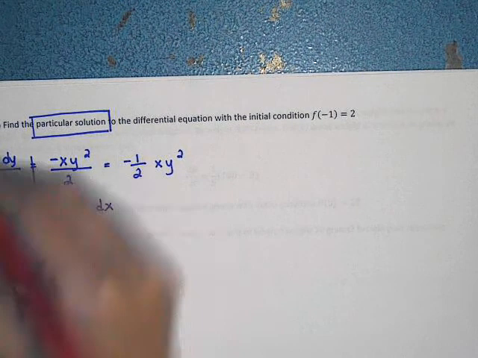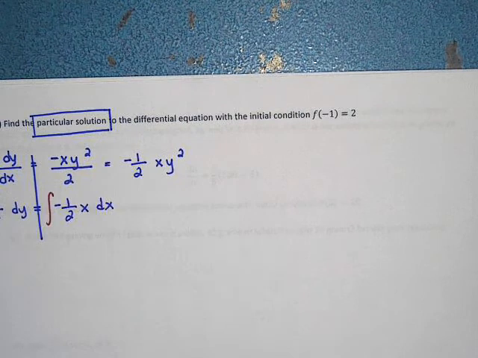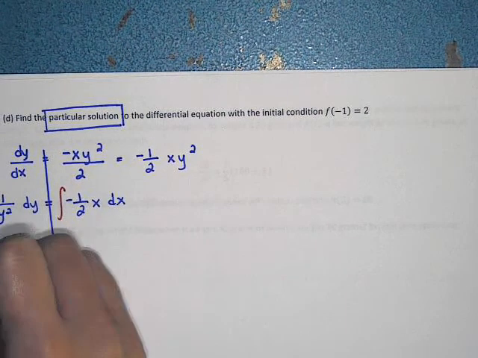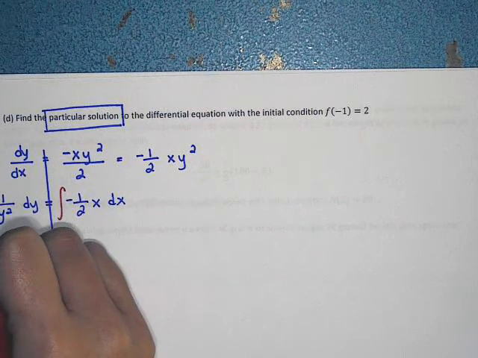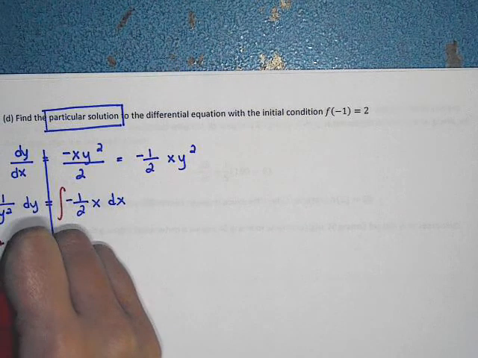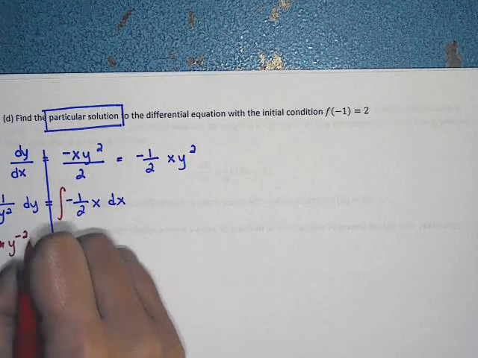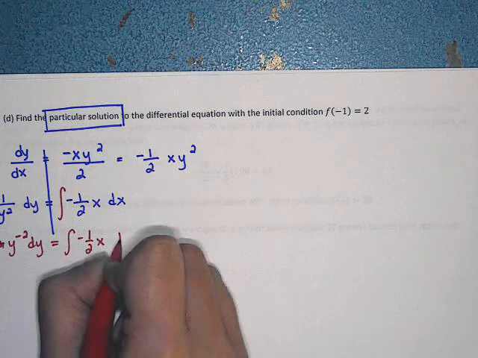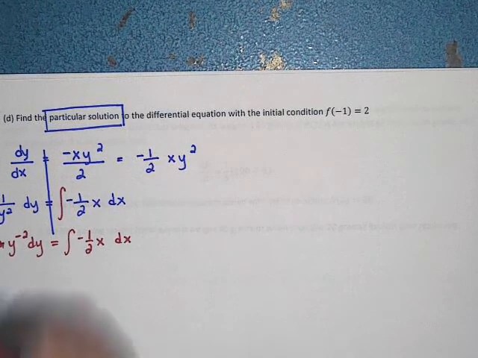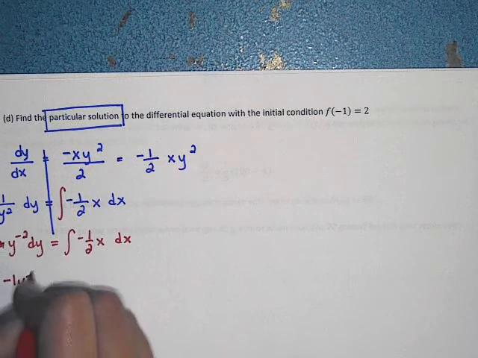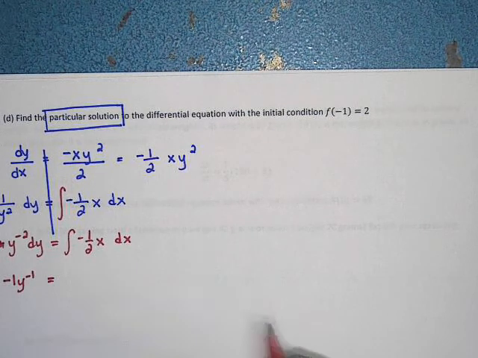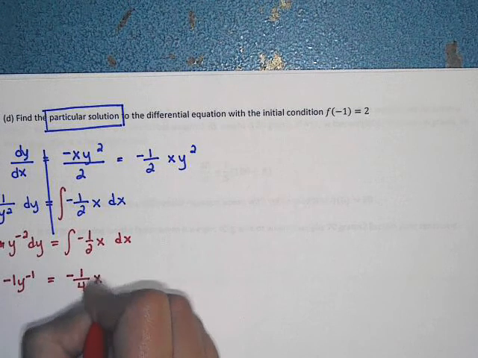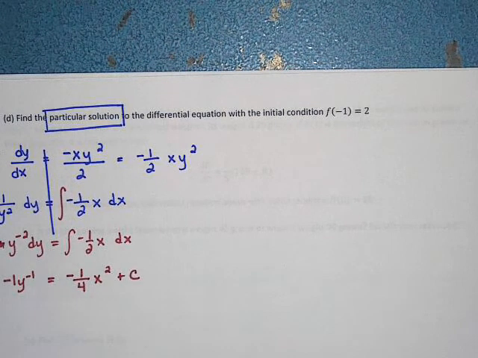Now I'm going to integrate on both sides and use an antiderivative to undo the integral. So I would rewrite 1 over y squared as y to the negative 2 dy, just to make my life a little bit easier when I do the antiderivative. The antiderivative would be negative 1 times y to the negative 1. The antiderivative of negative 1/2 x would be negative 1/4 x squared plus c.